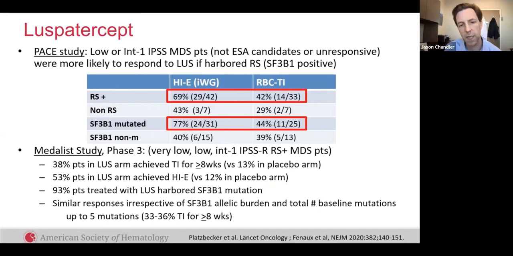So it doesn't mean you have to have it for the drug to work, but this is a population of good risk MDS that mostly have this SF3B1 mutation and ring sideroblasts. So they don't progress very often or quickly, but they live a long time, but they just need a lot of transfusions. And this drug seems to release that block.